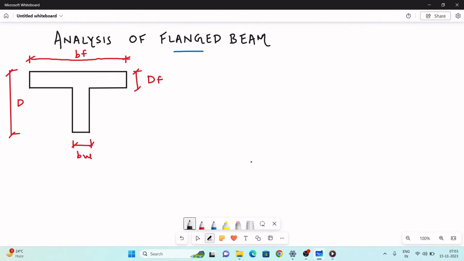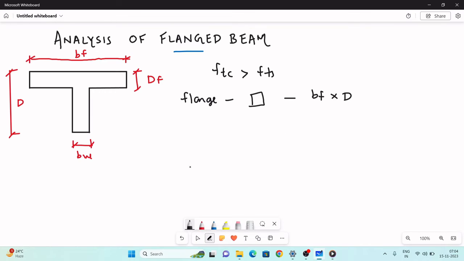As I already told you, in this video we will refer to case number 1, that is, the neutral axis lies in the flange. That is the case when FTC is greater than FTS. So when the neutral axis lies in the flange, we will have to consider the flanged beam as a rectangular beam of size BF into capital D, and we have to do our design and analysis by considering this size of the rectangular beam.